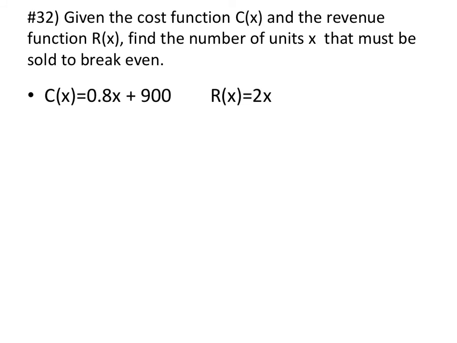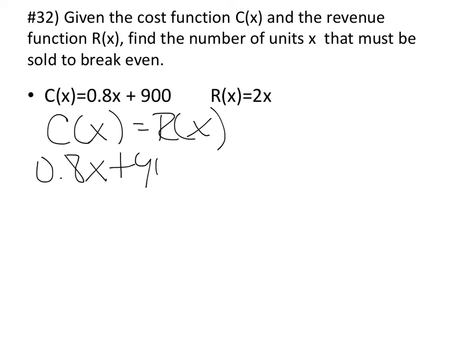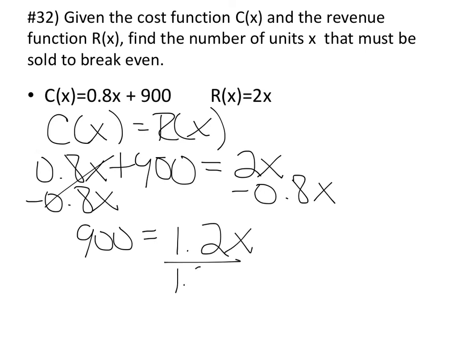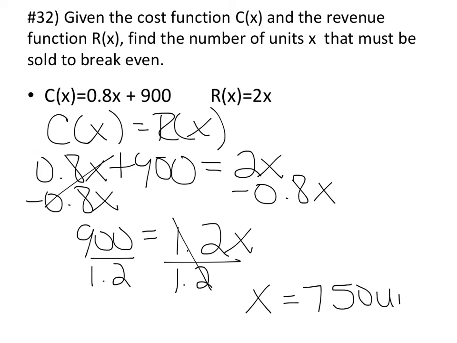Okay, given the cost function C of x and the revenue function R of x, find the number of units x that must be sold to break even. So again, we have C of x is equal to R of x. So in this case, I have C of x is 0.8x plus 900 is equal to R of x, which is 2x. So I'm going to subtract 0.8x from both sides. So you get 900 is equal to 2 minus 0.8 is 1.2. Divide both sides by 1.2. 900 divided by 1.2 is 750. So number 32 is 750 units.